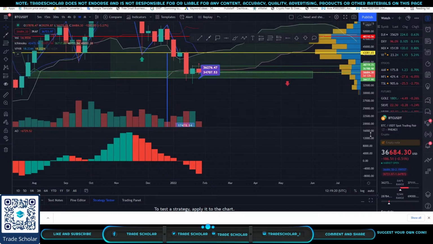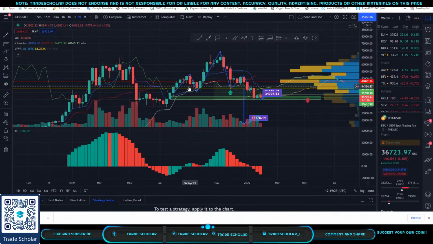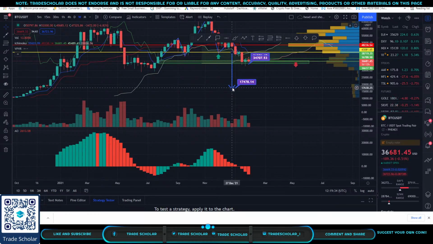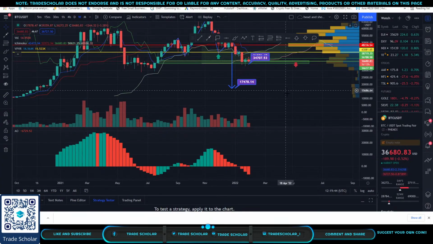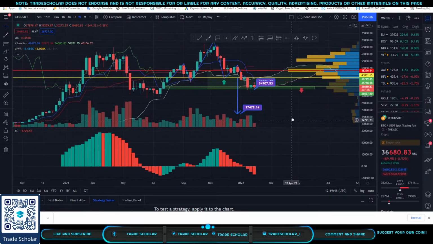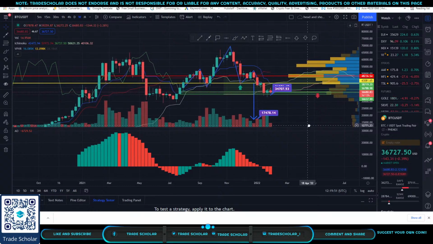then if this continues, this is a head and shoulder pattern: shoulder, head, shoulder. The breakout price will be right here, 17.4. Head and shoulder here, breakout to the downside. So these are all patterns and mathematics. So this is head and shoulder, and the price target is 17.4.